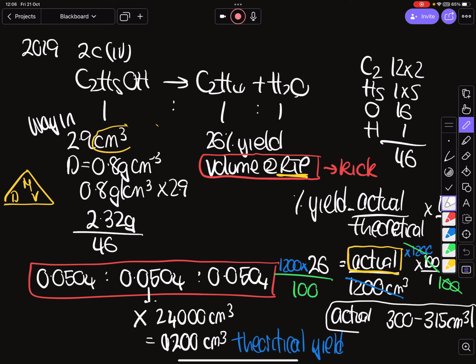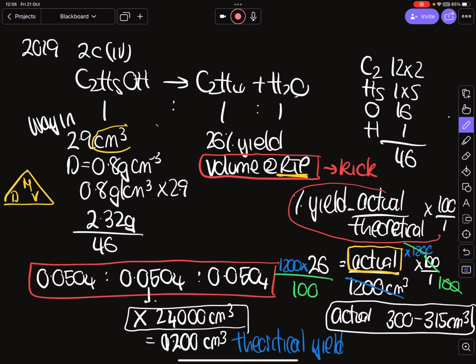So there were 2 kicks in this, in that over here it needed to be your volume triangle that you were using, and over here, we were rearranging our percentage yield formula when it's filled in so that we were solving for actual.